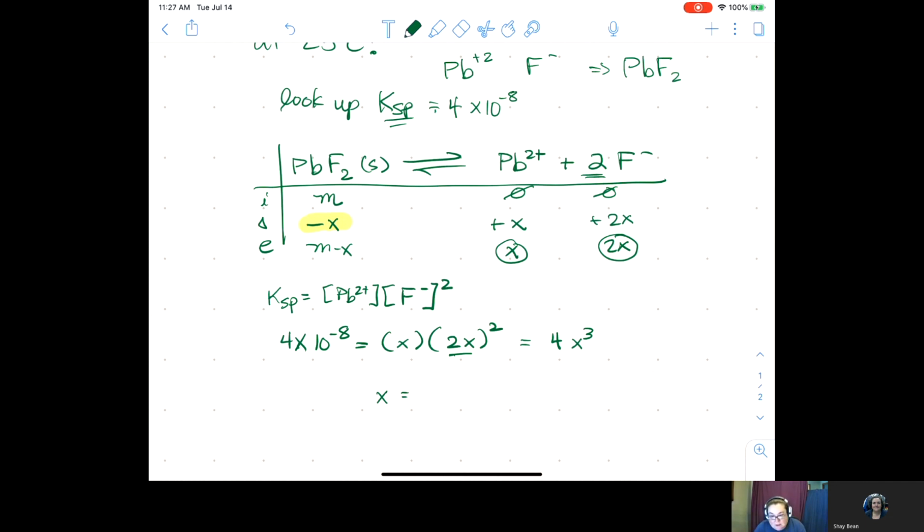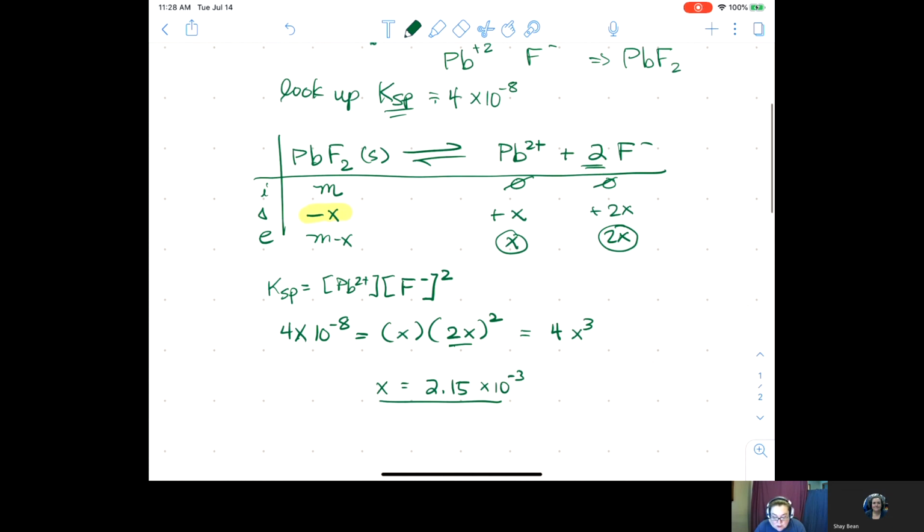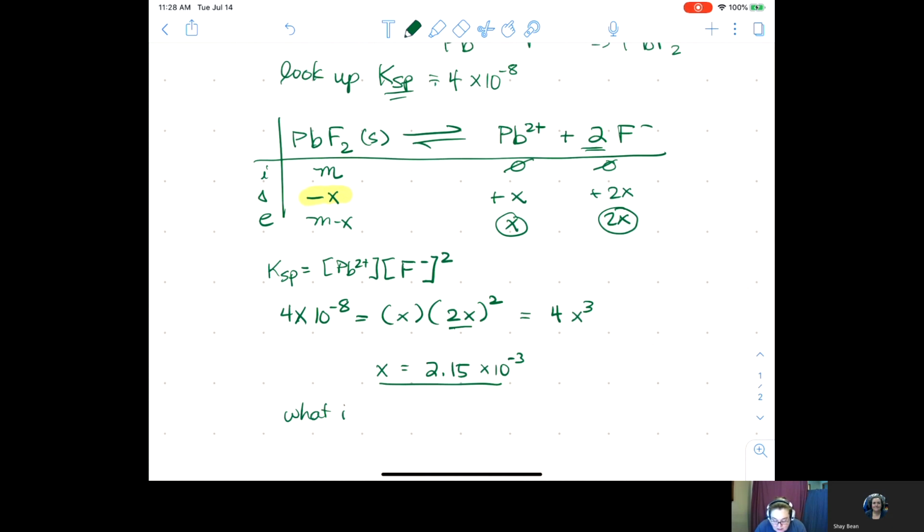You can use math solvers online during quizzes and exams. I get 2.15 ... times 10 to the minus 3. I'm not rounding it yet, and that is X. X is the molar solubility, so that would be the answer to this question. If the question says, what is the lead ion concentration at equilibrium, the answer would also be 2.15, and I'd probably go to one or two significant figures. If you're typing this into a problem online, just pay attention. Molarity, because the lead ion concentration is X.